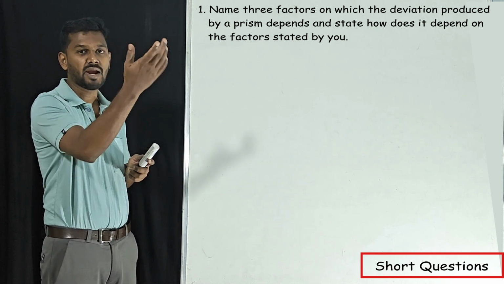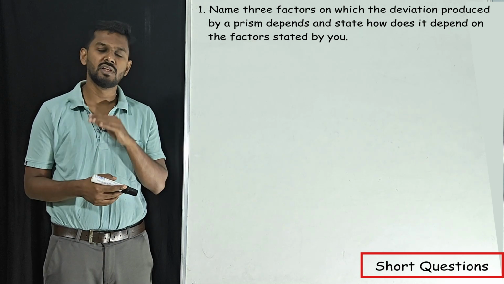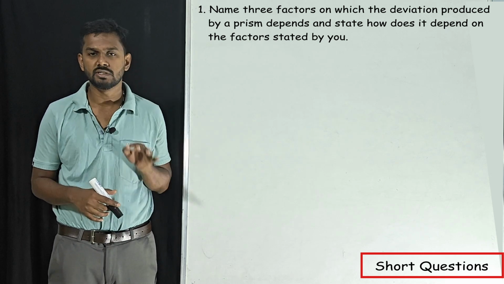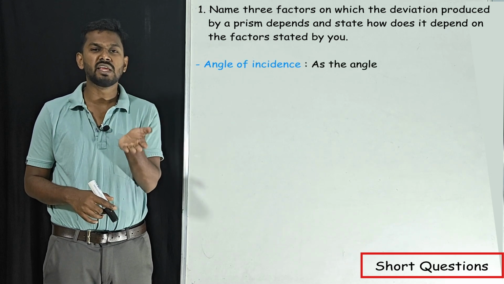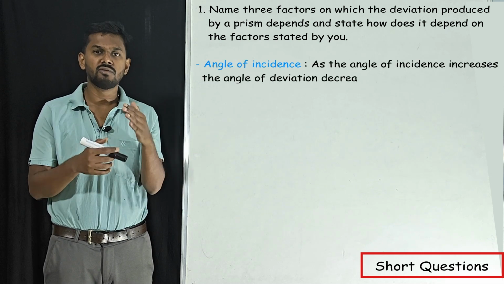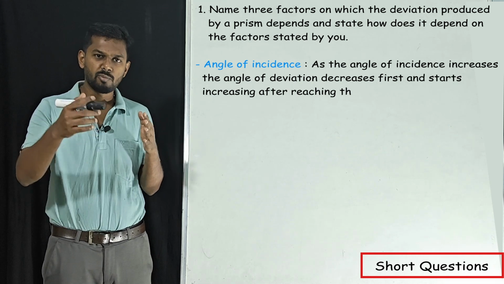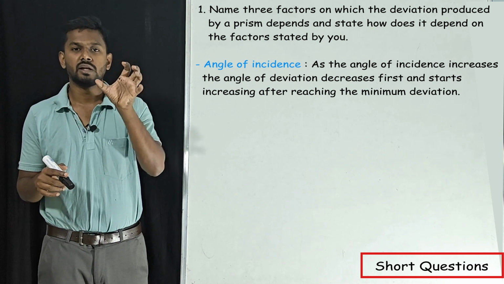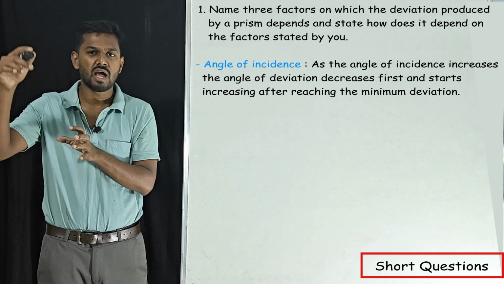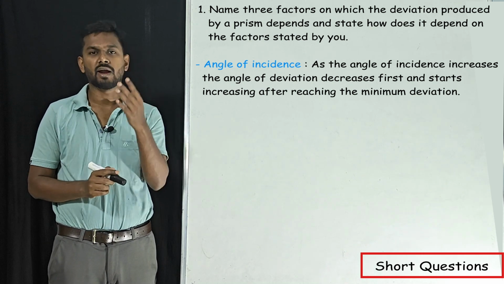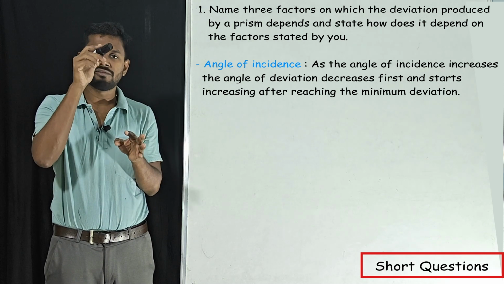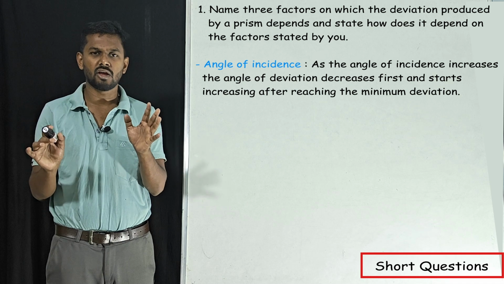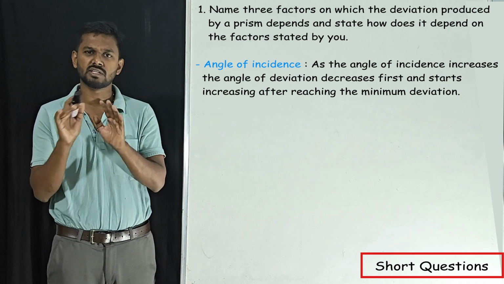First we'll talk about the factors. They are asking for 3 factors, but we'll learn all the 4 factors which are in your syllabus. First one, angle of incidence. If the angle of incidence is increased, the deviation first decreases. If you keep on increasing the angle of incidence, the deviation decreases, reaches the minimum value and then starts increasing. This is the only factor in which deviation first decreases and then increases. For the remaining 3, it is fixed, whether it increases or decreases.